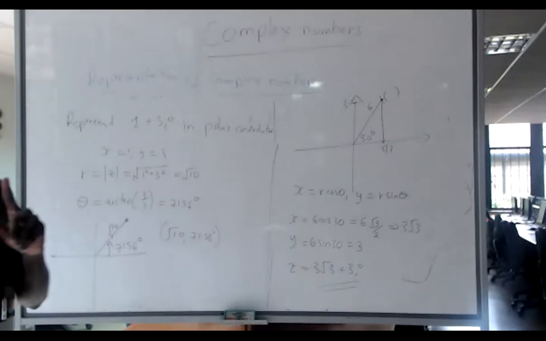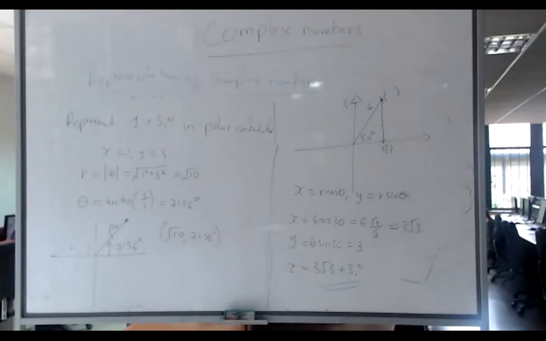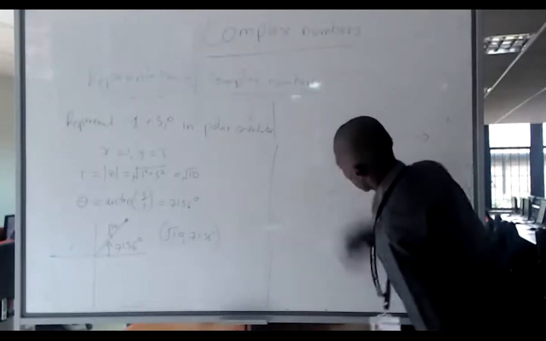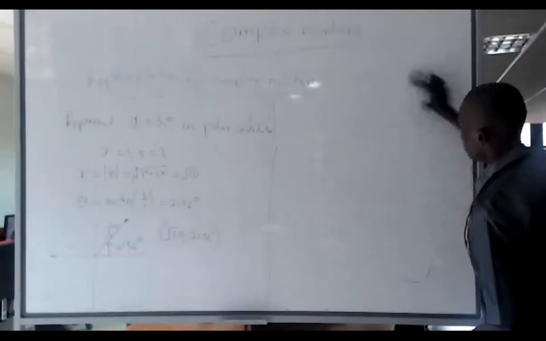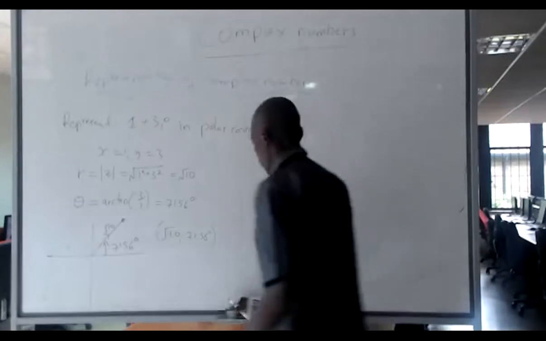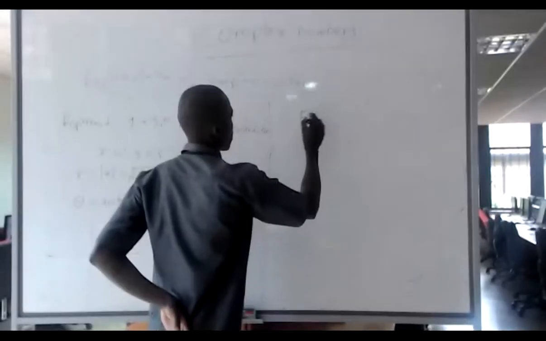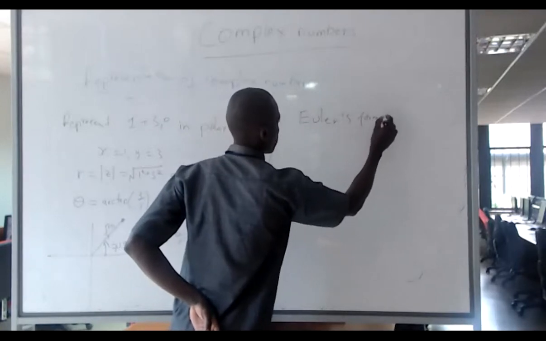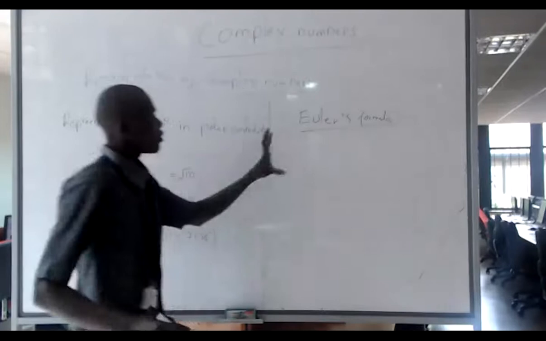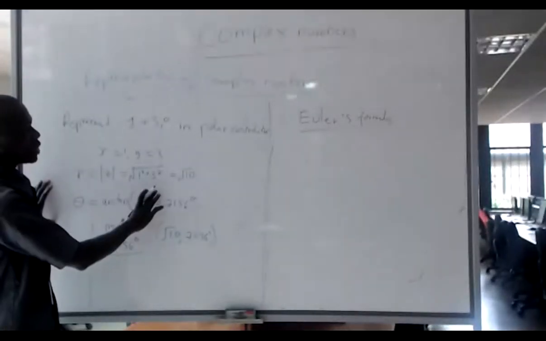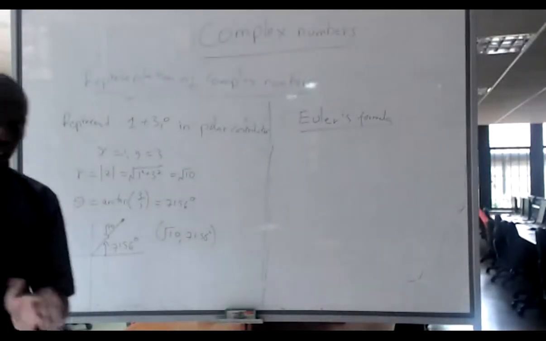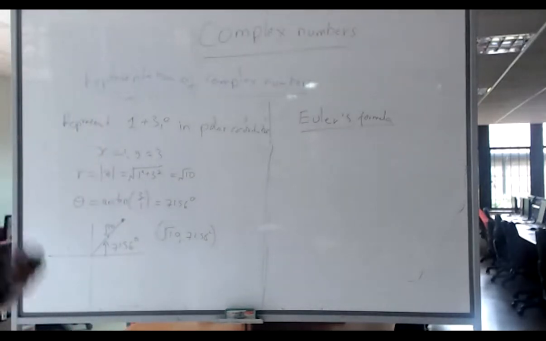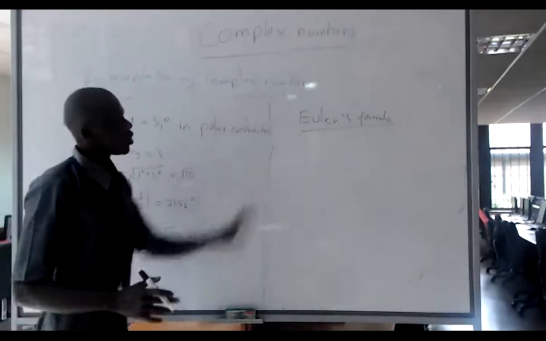There is one more way to represent complex numbers, and we will need a formula called Euler's formula. With Euler's formula, from this trigonometric form, we can represent complex numbers in what we call exponential form. But first of all, let's see what Euler's formula says.